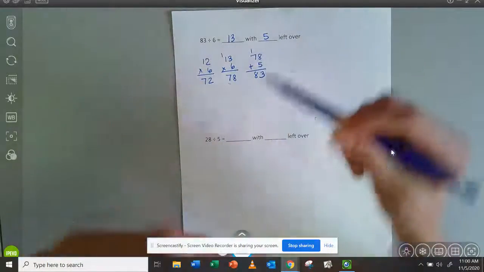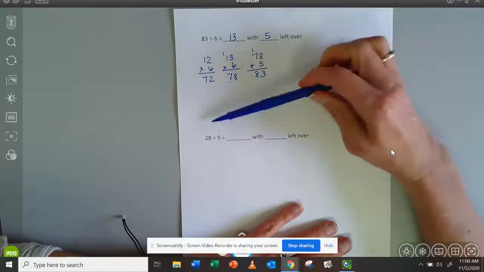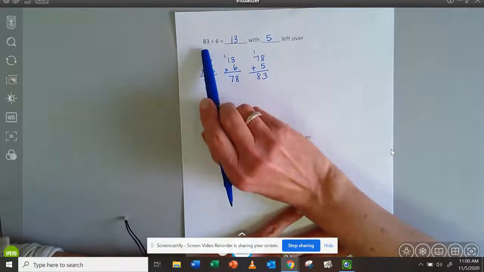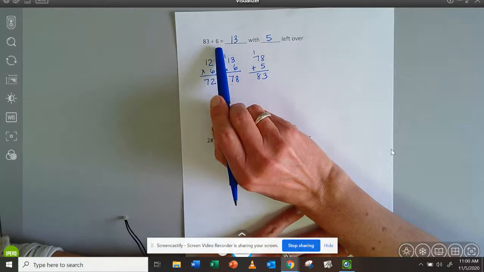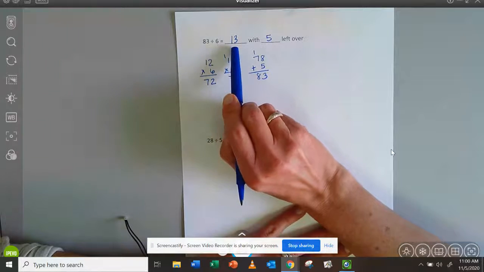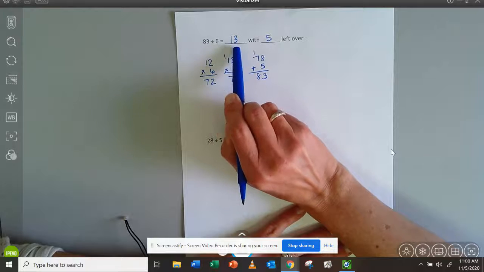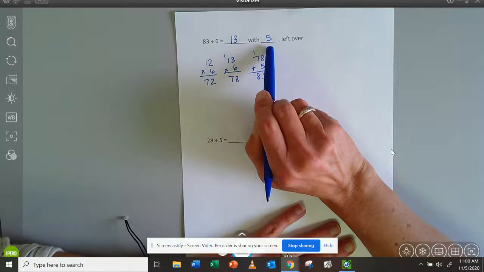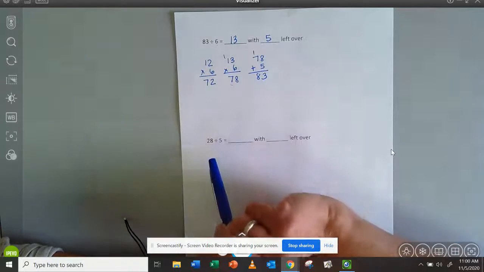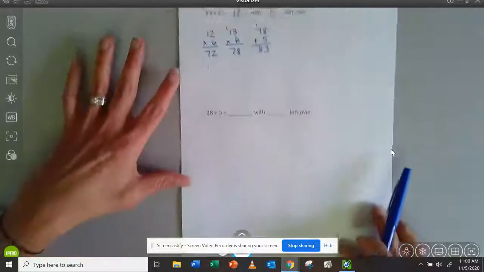So if I think of it in terms of the cookie problem I was just saying, let's say I have 83 cookies and I'm going to put them into bags of 6. I would have 13 full bags of cookies that have 6 cookies in each one, and I have 5 cookies left over that cannot go into a bag of 6. Okay, let's take a look at another one.